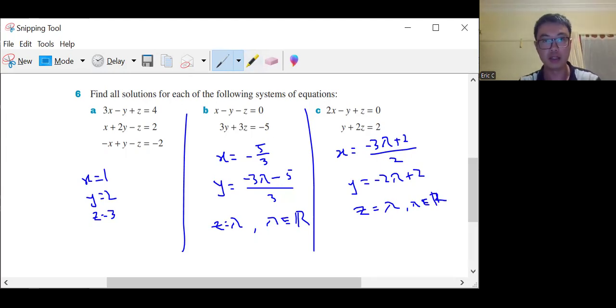Cool, and that's it. We basically went through systems of equations where we're dealing with three variables and scenarios where there could be many solutions, which is expressed in terms of lambda. So hopefully that helped today.